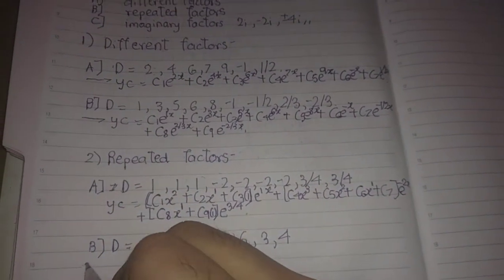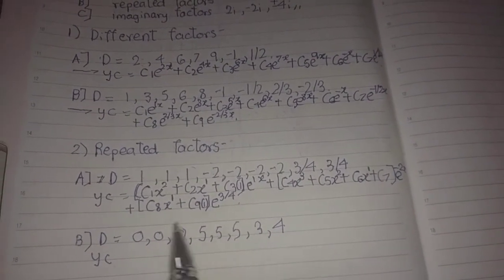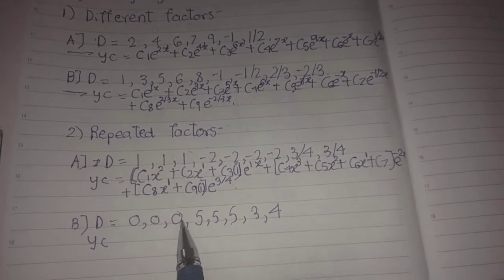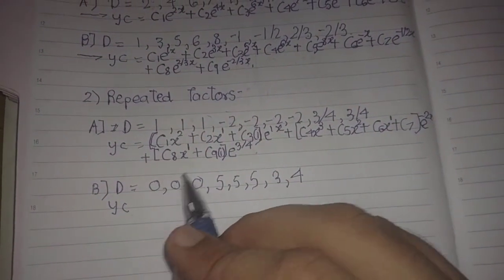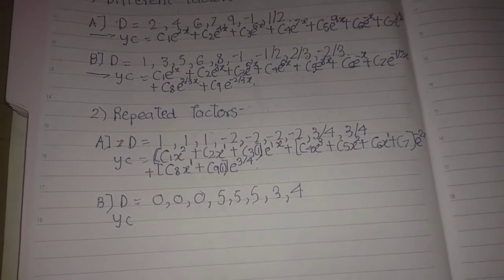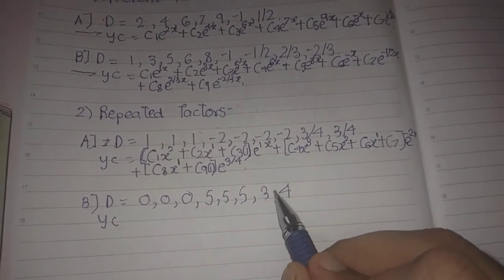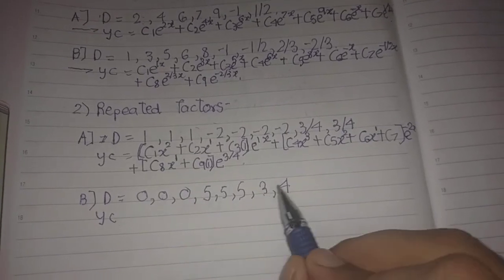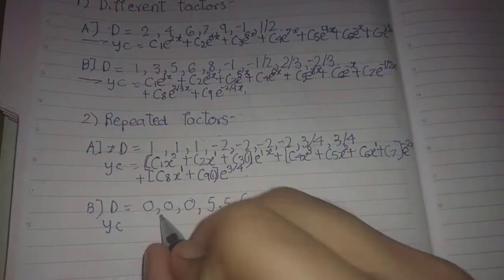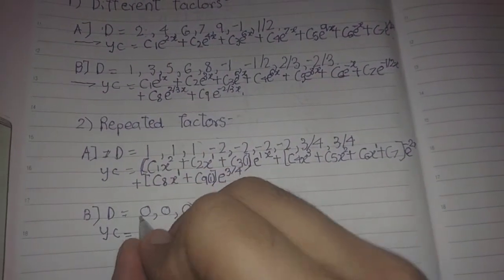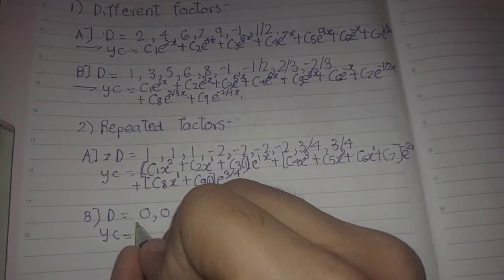Now again, as we look, two numbers have been repeated. 0 is repeated thrice and 5 is also repeated thrice. So this whole equation comes under the repeated factors, excluding these two terms. These two terms are not repeated. These two terms are different from all of the other terms. So now what we are going to solve is first focusing on the 0 term which has been repeated thrice.